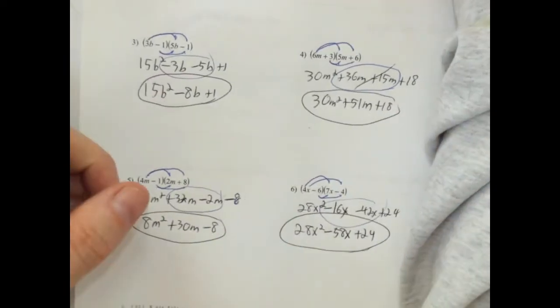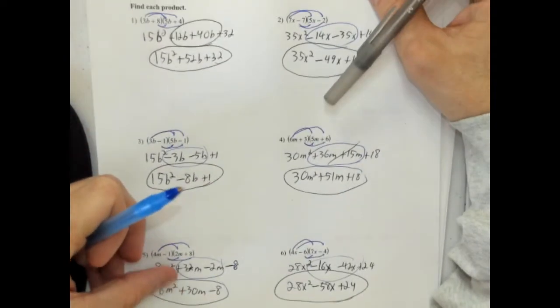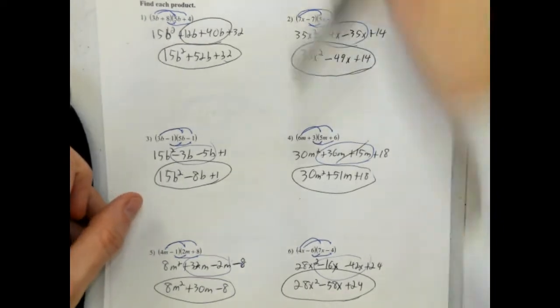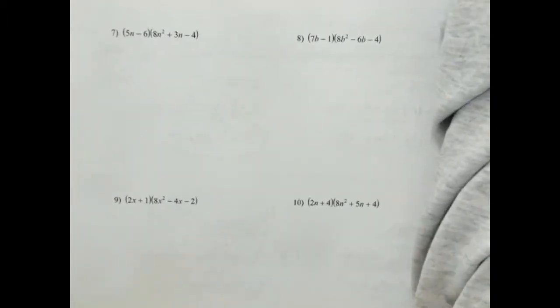All right, so that's the first side. Let me zoom out a little bit so you can see all of it at once. So now we have binomials and trinomials. All right, now we're talking.